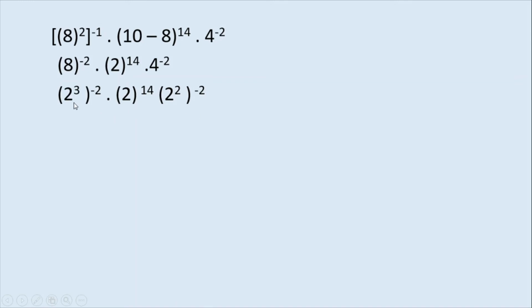Okay? So, what we will do is apply the power of a power. So, in the first, you have 3 times negative 2, negative 6, the middle is 14, and at the end is 2 times negative 2, negative 4. Then, we apply the product of powers, that is negative 6 plus 14 plus negative 4. The answer is 2 raised to the 4th power, which is 16. The final answer is 16.